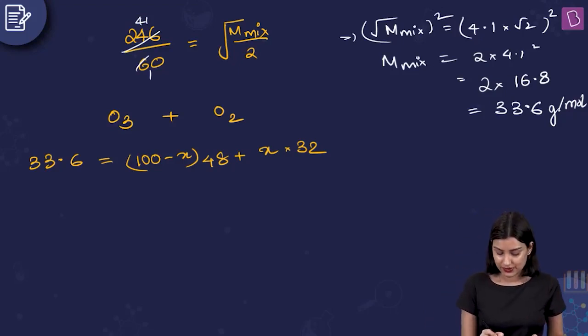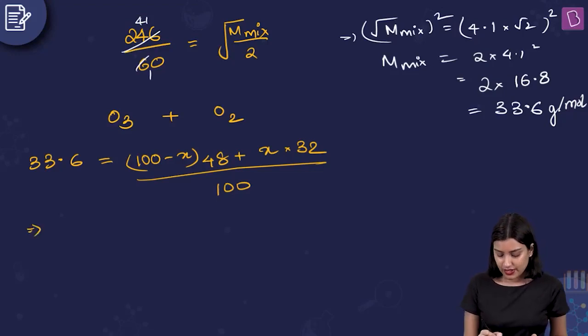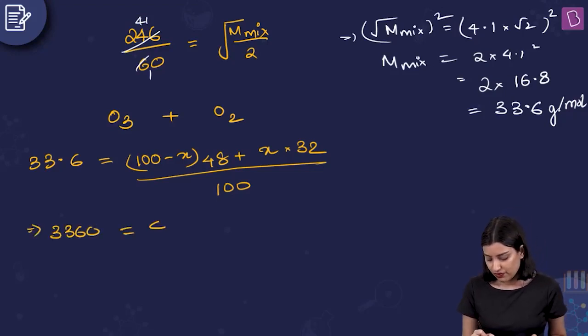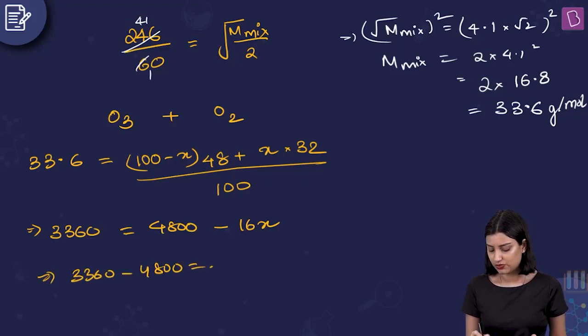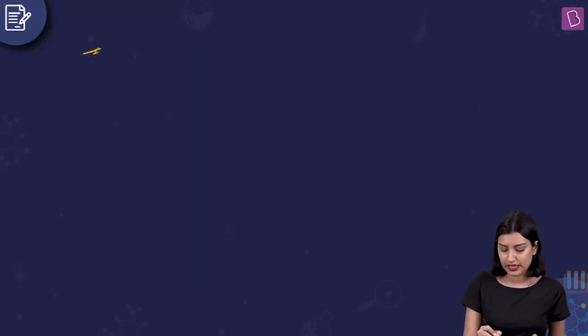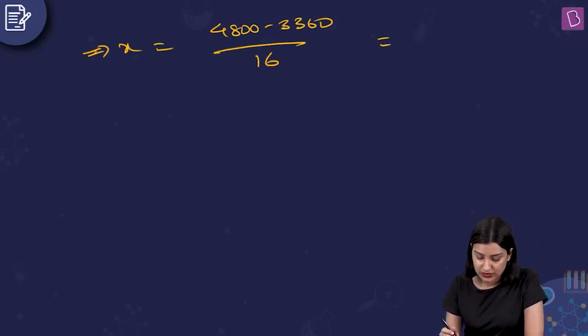Okay, let's go ahead and solve this. Also because we have taken 100 parts, divide this by 100. We are talking about it in terms of percentages. So now you get 3360 is equal to 4800 minus 16x, correct? So you get 3360 minus 4800 is equal to minus 16x, which means my x is going to be equal to 4800 minus 3360 divided by 16. So let's see what this comes out to be. This is going to be 1440 divided by 16.